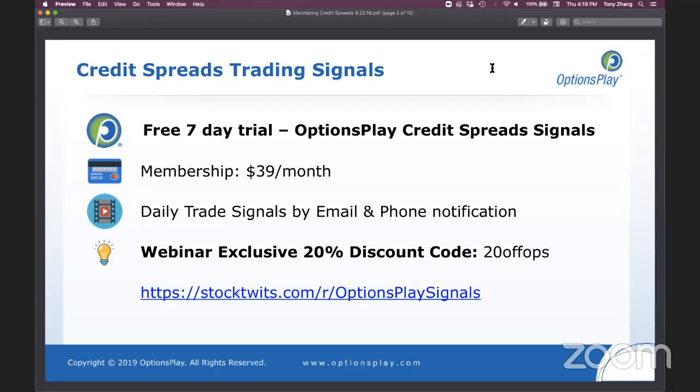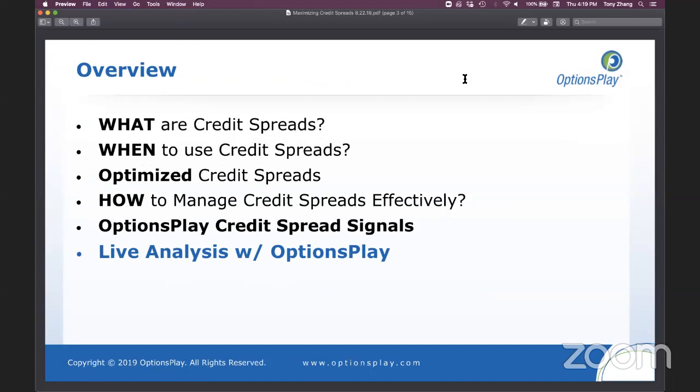For those of you who are interested in learning more or want to follow a service, we do have a credit spread trading service that you can follow along with for this specific strategy that we're going to discuss here today. So with that, I'll start off by talking about what credit spreads are. This is for those of you who are relatively new to this strategy. I'll break it down into its two primary components so that you can understand basic calls and puts and really get a sense for how to utilize this strategy.